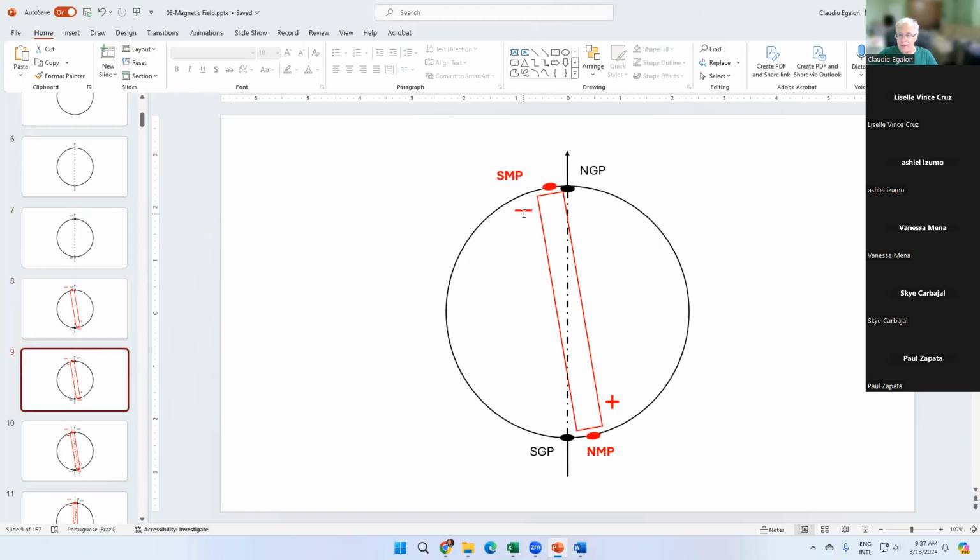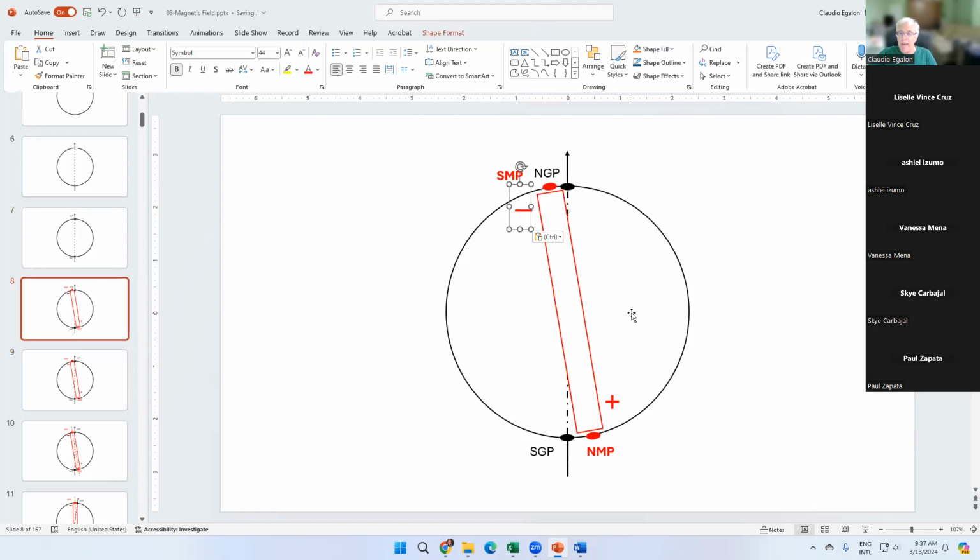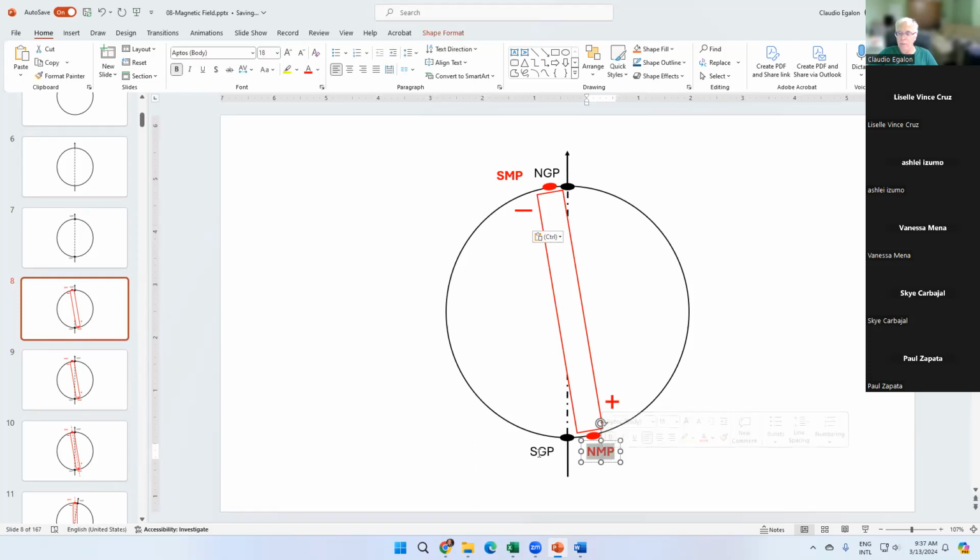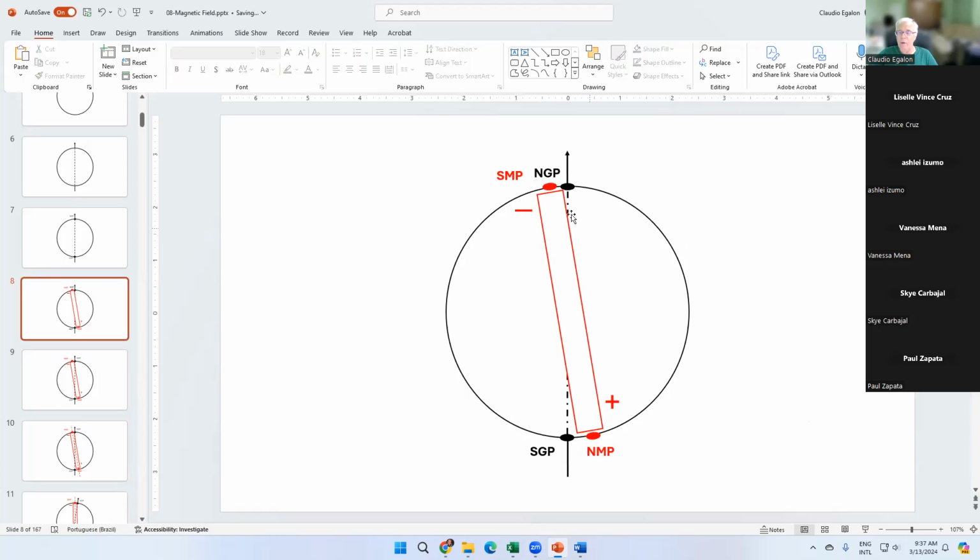And here you go, positive and negative. See that? The positive pole, the north pole, is nearby the south geographic pole. The north magnetic pole is nearby the south geographic pole. We also have here that the north geographic pole is nearby the south magnetic pole. I'll put the north geographical pole here, so it looks better now.